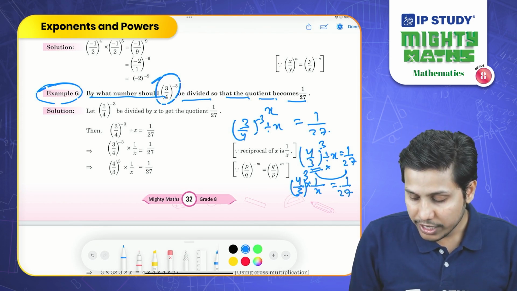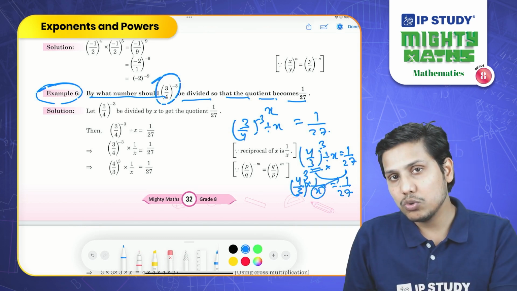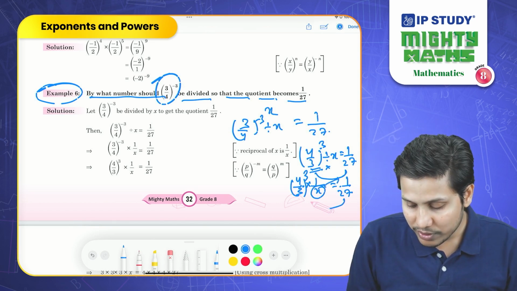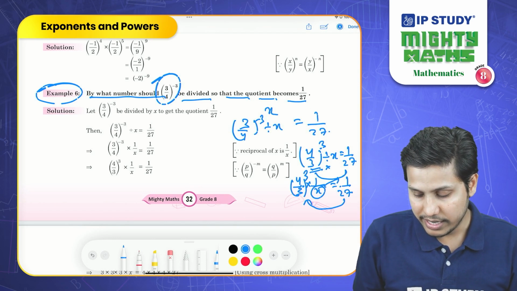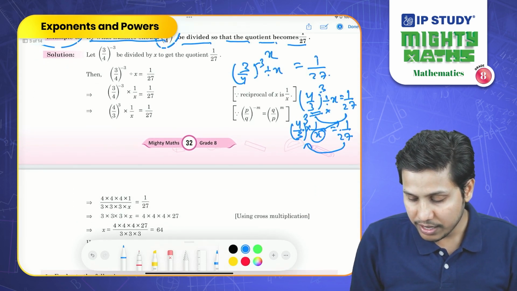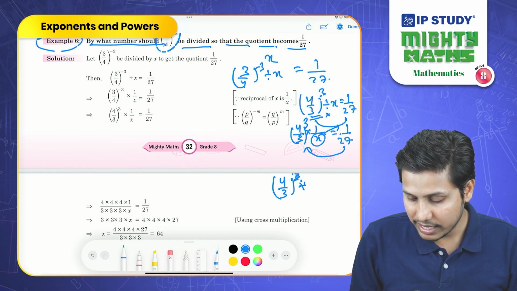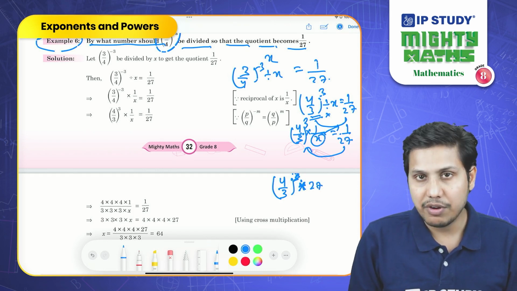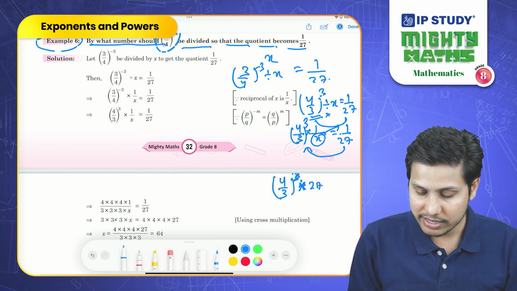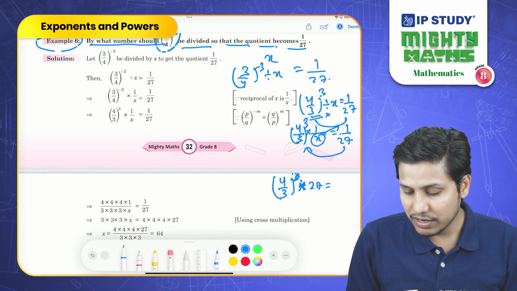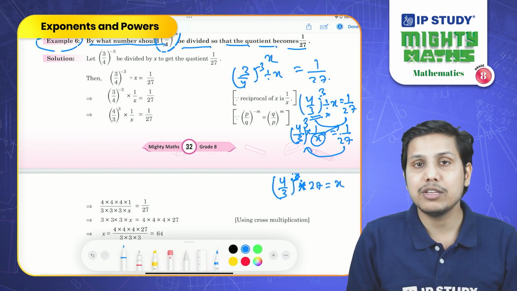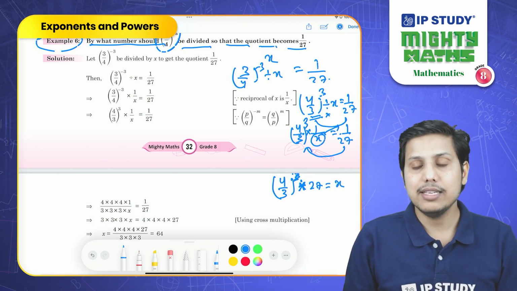Yes. Now in order to find x, x will go to the right hand side and 1 over 27 will go to the left hand side. So moving forward, we have 4 over 3 raised to the power of 3 multiplied by 27. If I cross multiply, the 27 will come over here and x will go over here, which will become x only, because x times 1 is x only.